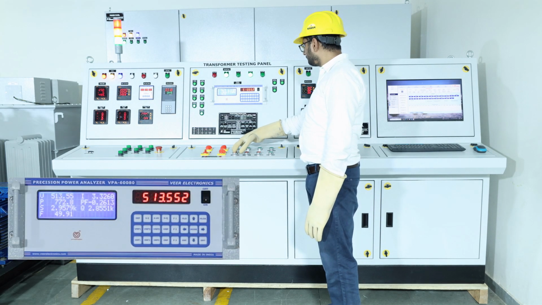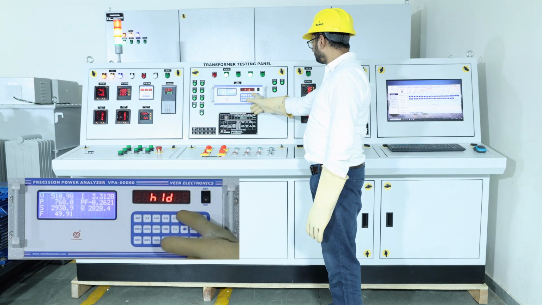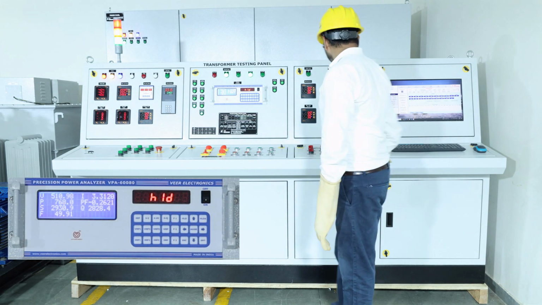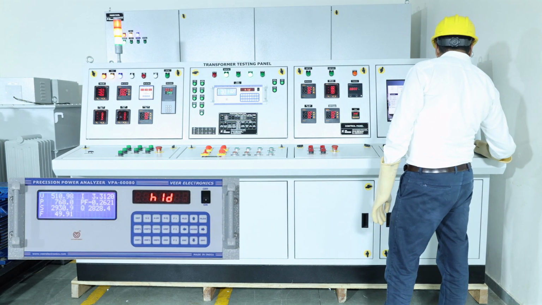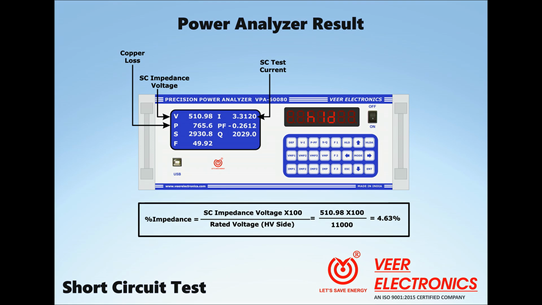Once rated current applied, then press hold button to freeze data. Also press lock button in software to save data in software. Here, active power P known as short circuit loss or copper loss of transformer. Average voltage V known as short circuit impedance voltage.